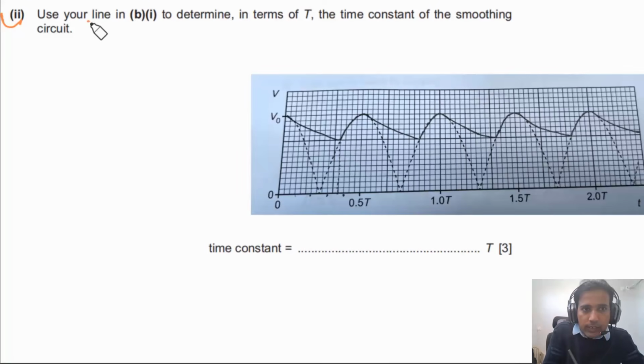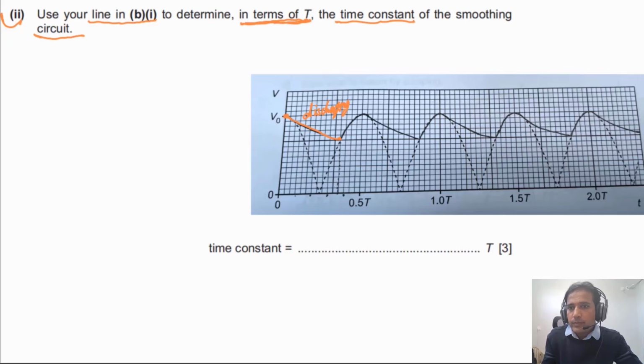The second part says use your line in B1 to determine, in terms of capital T, meaning in terms of the time period, the time constant of the smoothing circuit. If you look at this diagram, we can see the maximum value is V naught and our capacitor is discharging here. You have to be clear, the capacitor is discharging here, from this point to this point. The capacitor is discharging, and then from here to here the capacitor is charging. So this red one represents the capacitor charging.